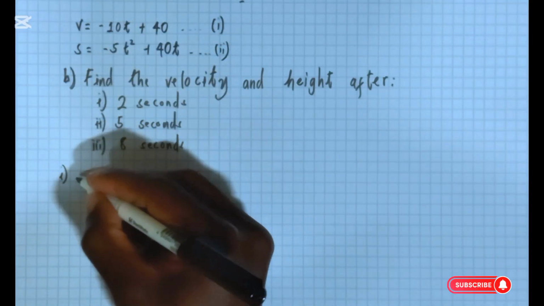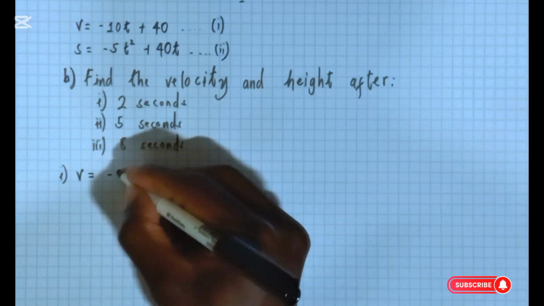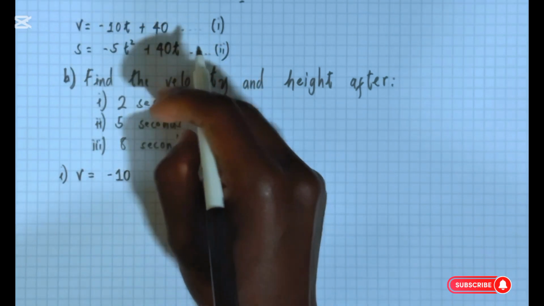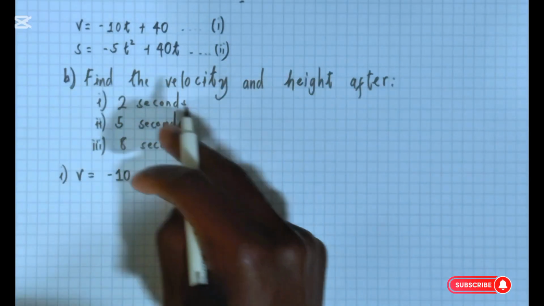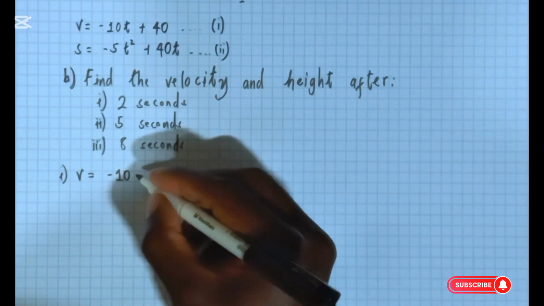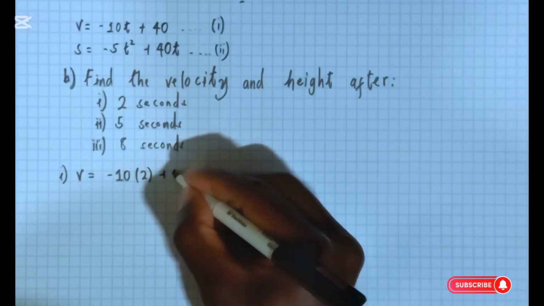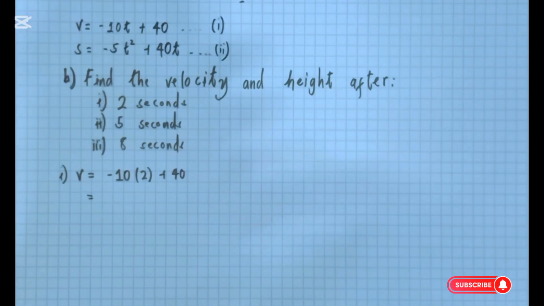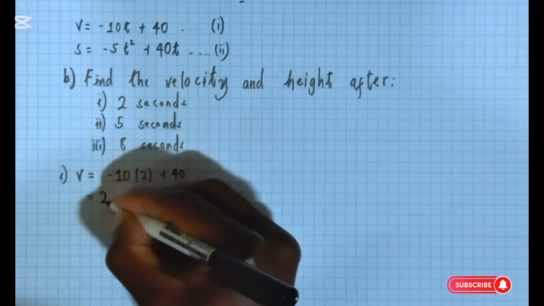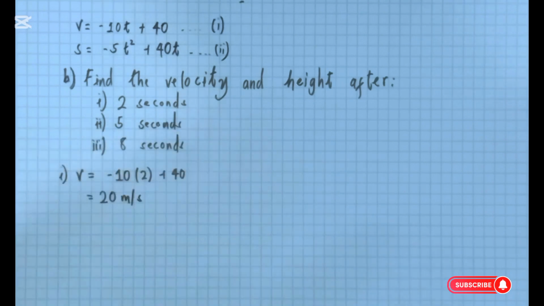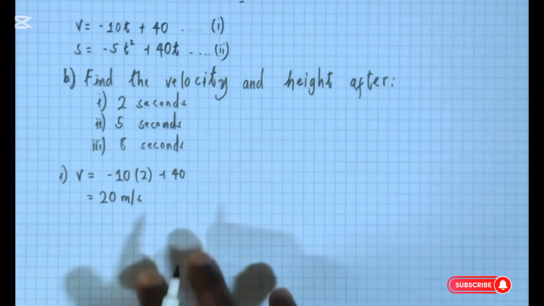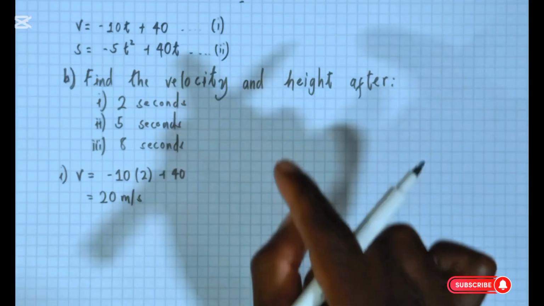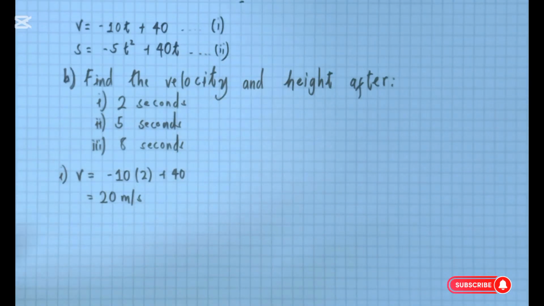For velocity at 2 seconds, v will be equal to -10t + 40. As t describes time, wherever we have t, we're going to have 2. So v at 2 seconds will be -10 into 2 plus 40, and that will be 20 meters per second. That will be the velocity of the ball at that particular second.